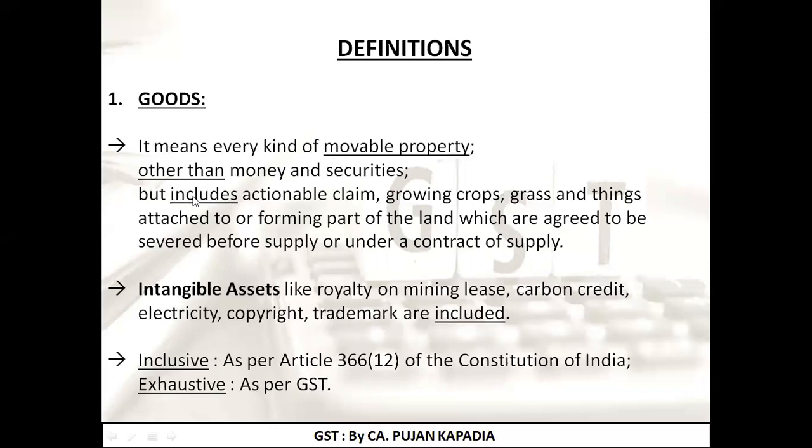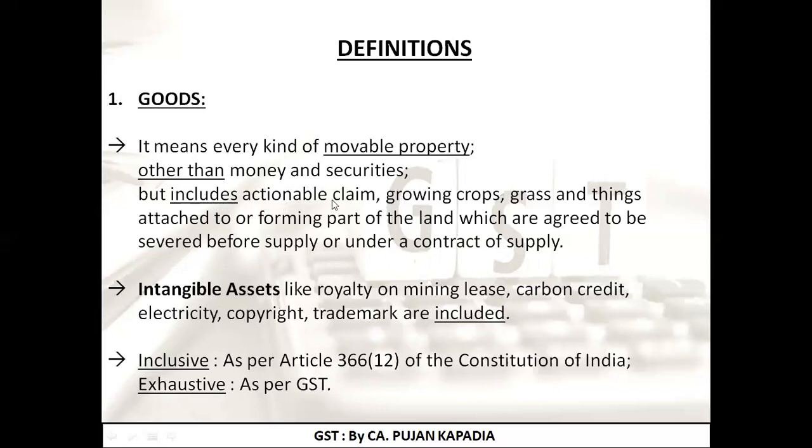But it includes, what does it include? Actionable claim, growing crops, grass, and things attached to or forming part of the land which are agreed to be severed before the supply or under a contract of supply. Let's understand each and everything that I have mentioned in the first point. First is goods includes every kind of movable property. That is, anything that can move is in the definition of goods. But it does not include two things, that is money and securities. So money and securities are outside the purview of the goods. But again, it includes certain points.